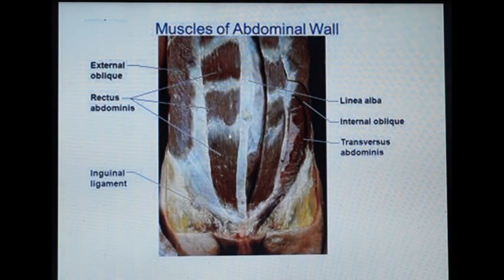Here this is the next specimen to show the intertendinous intersections. Intertendinous intersections are seen between the segments of rectus abdominis muscles. There are 3 intertendinous intersections. One is at the level of the umbilicus, and the upper one is at the level of the xiphoid process. The middle one is midway between the xiphoid process and the umbilicus, and here is the infraumbilical part, and the midline is the linea alba.